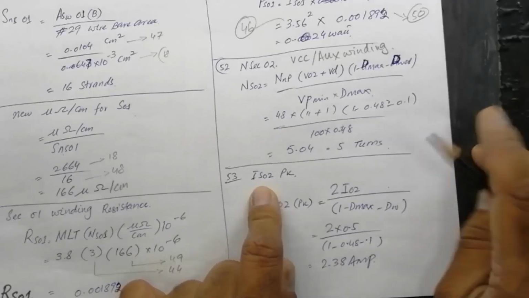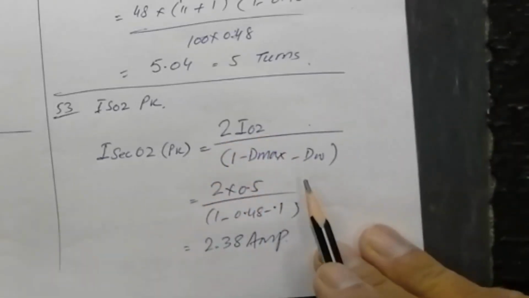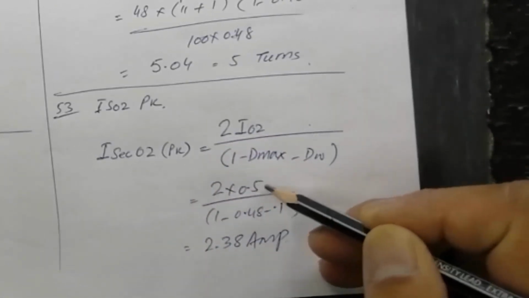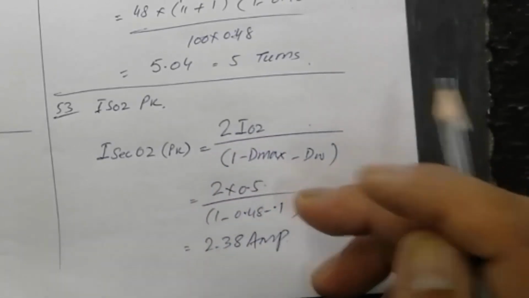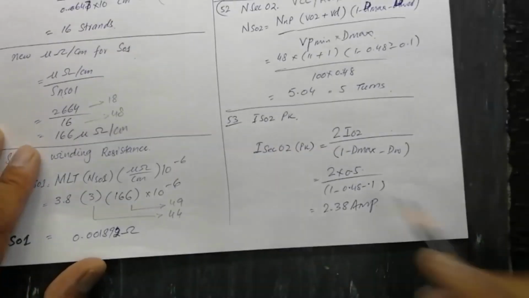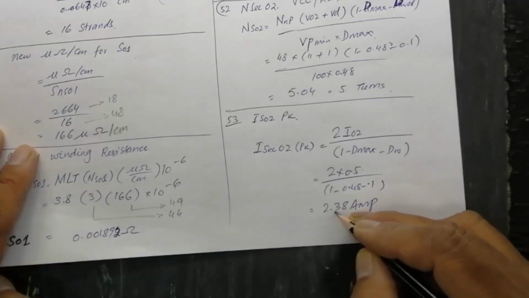Secondary number 2 peak current, 2 IO2 divided by 1 minus Dmax minus Dwell, it is 2.38 ampere because we need 0.5 ampere in the output, which is here 0.5 ampere. So the maximum peak can reach 2.38.